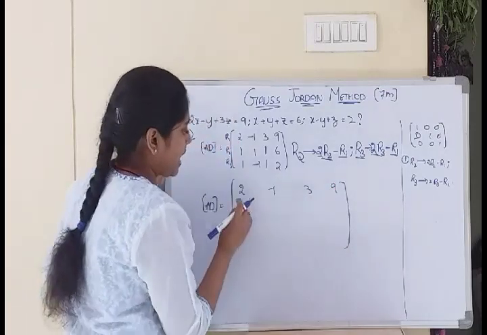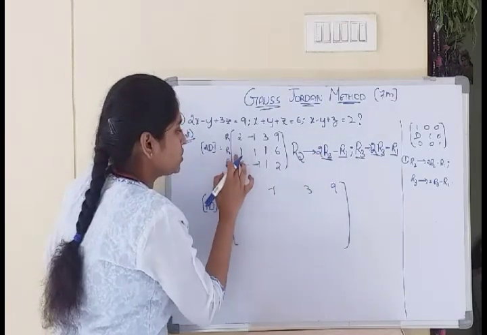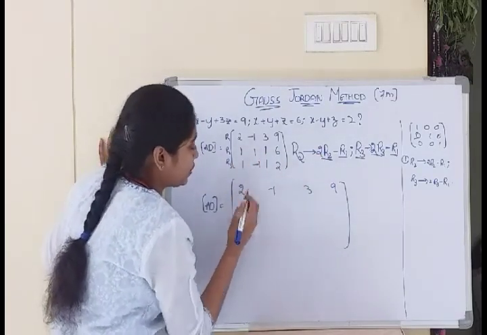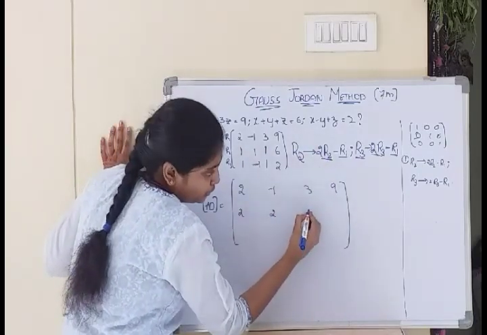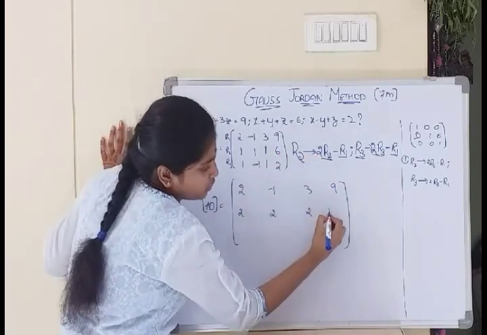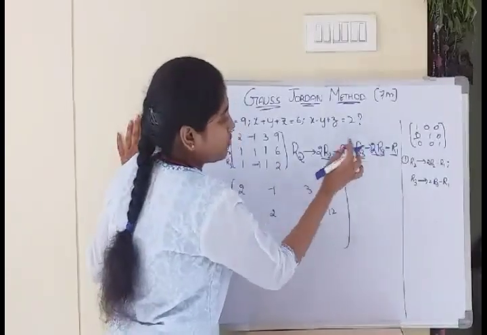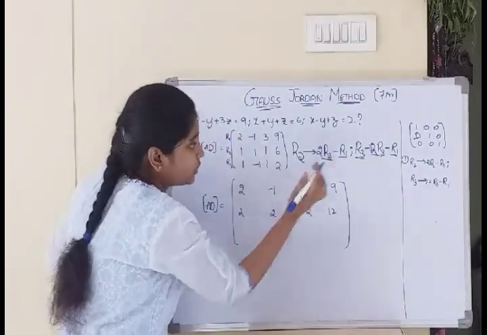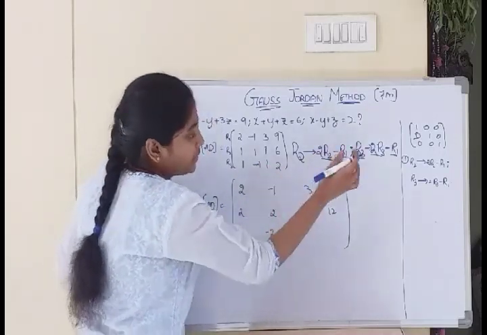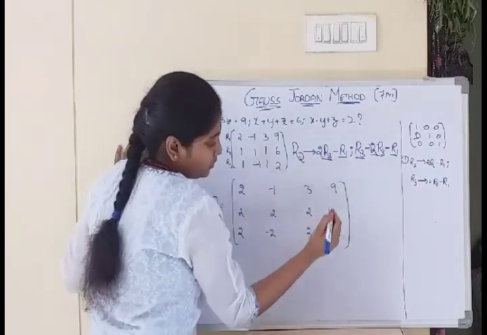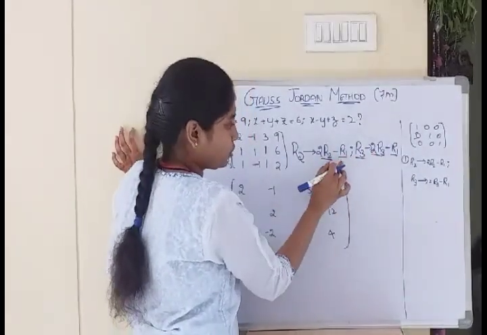Now in the second row we need to multiply all the elements with 2. So 1 into 2 is 2, 1 into 2 is 2, 1 into 2 is 2, 6 into 2 is 12. The same way, we multiply the third row elements also with 2. So 1 into 2 is 2, minus 1 into 2 is minus 2, 1 into 2 is 2, 2 into 2 is 4.